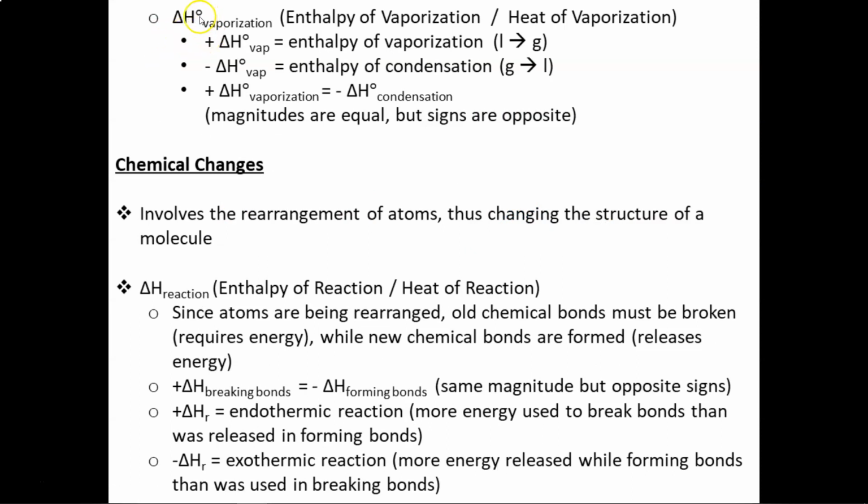Now, anytime you see this little degree symbol, it's actually pronounced "naught," which means this value is true under standard conditions. So that would be SATP, standard ambient temperature and pressure, 101.3 kilopascals and 298.15 kelvins.